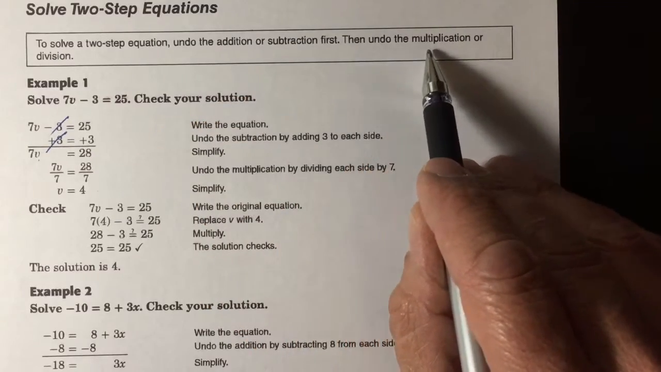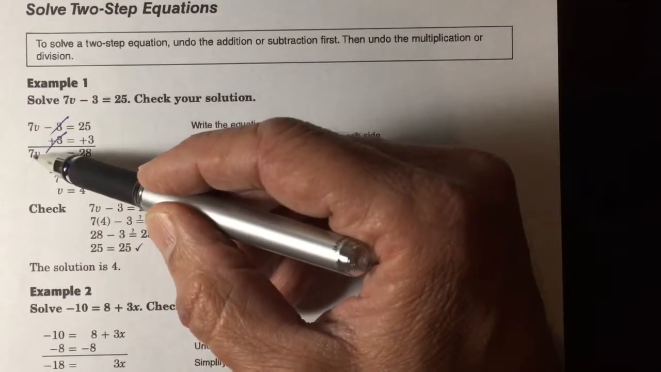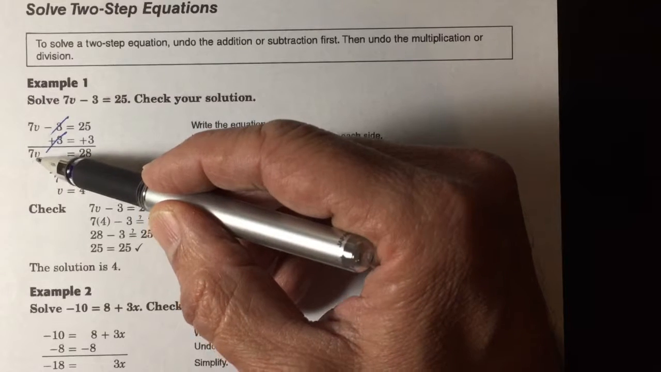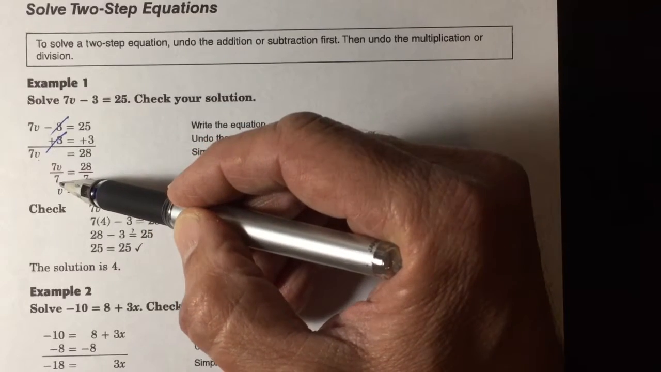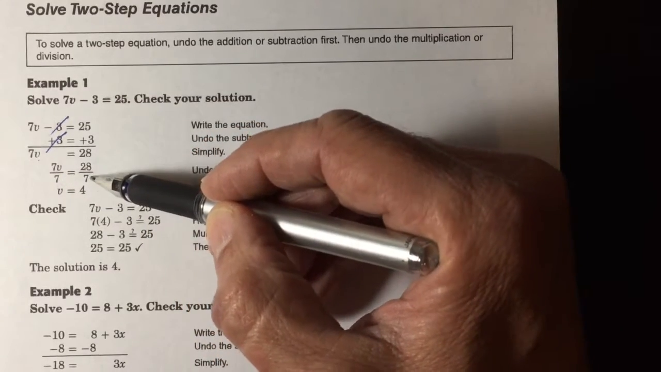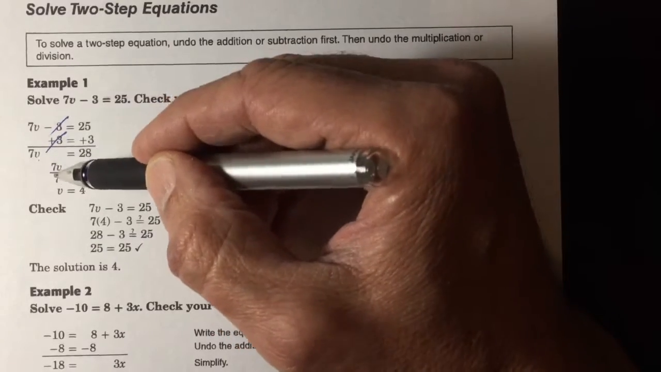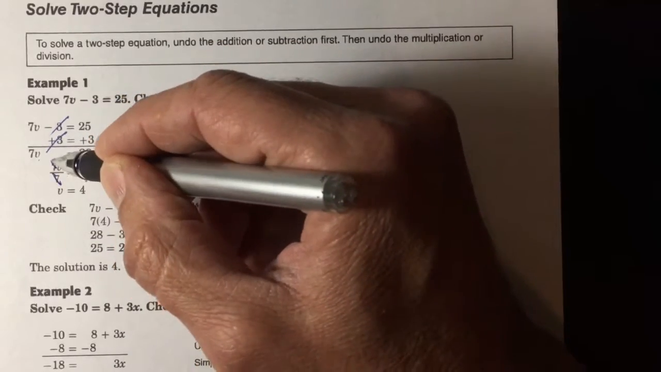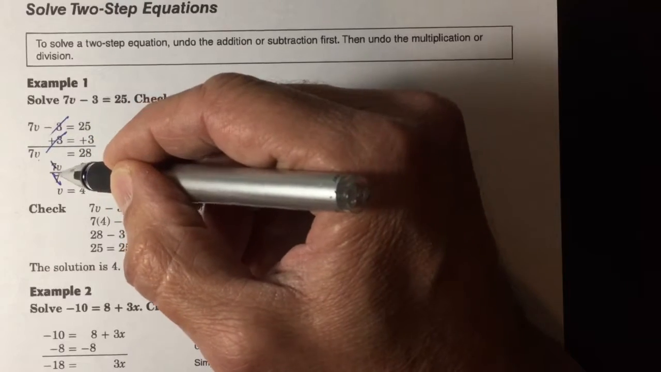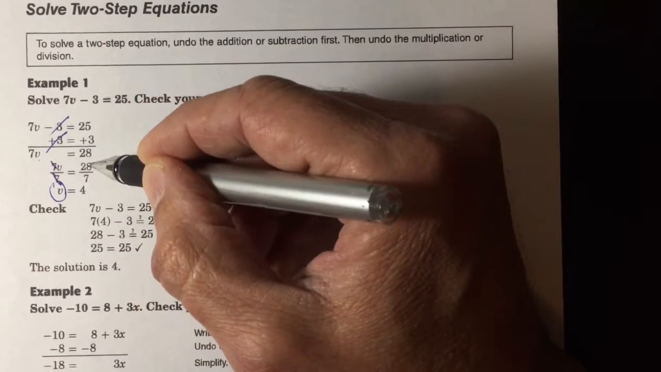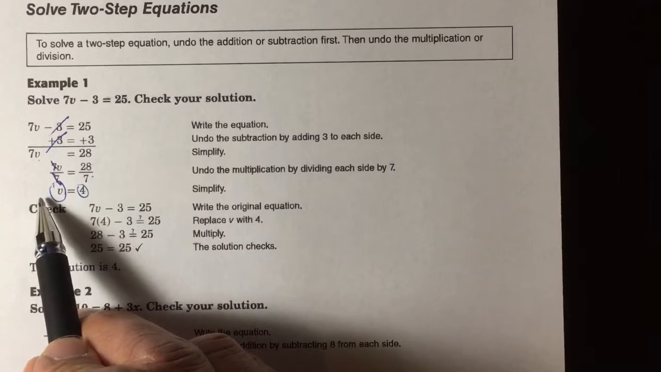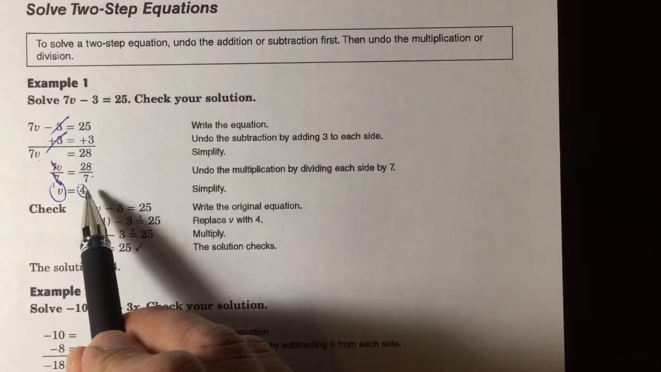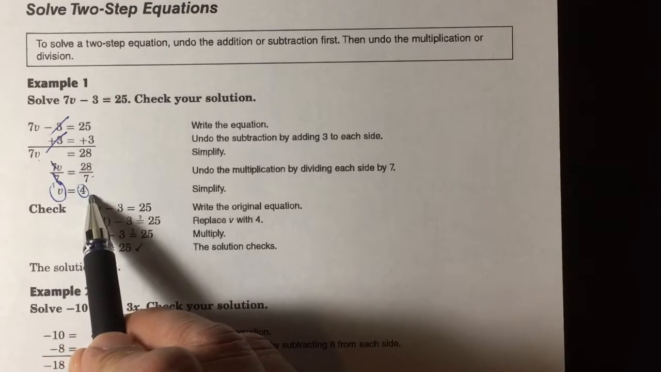Now, then undo the multiplication or division. Do we have a multiplication here? Yes, it's 7 times v. So in order to undo the multiplication, I have to divide by 7. So I'm dividing here by 7, this side and the other side. When I divide 7 by 7, these cancel each other because 7 over 7 is 1. 1 times v is v. And 28 divided by 7 is 4. And I have my v on one side of the equation and a number on the other side, and my v equals 4. How am I going to check?